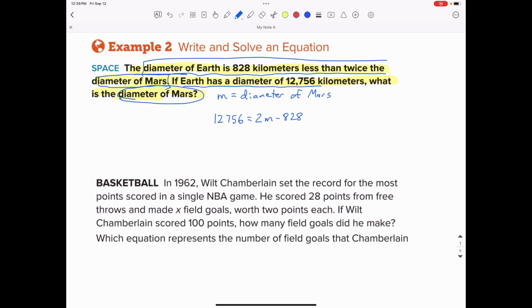So there's our equation, and we can solve that equation by adding 828 to both sides. And when you add 828 to both sides, you should get 13,584 equals 2m. And then we will divide both sides by 2. And m will equal 6,792. And that is the diameter of Mars in kilometers.